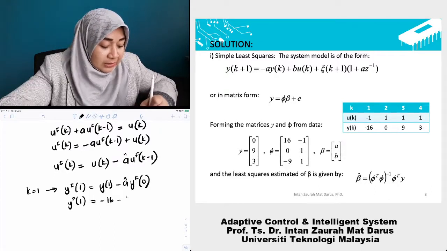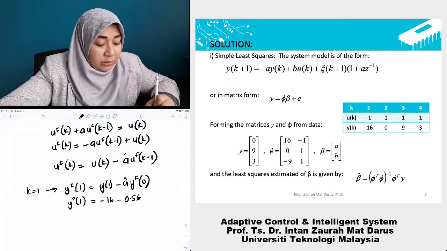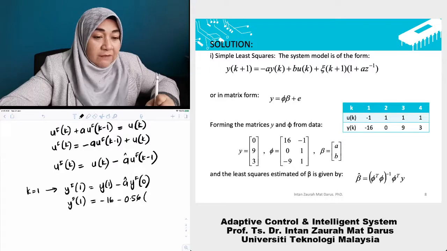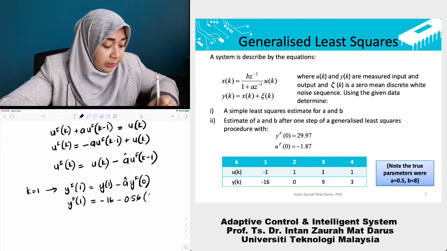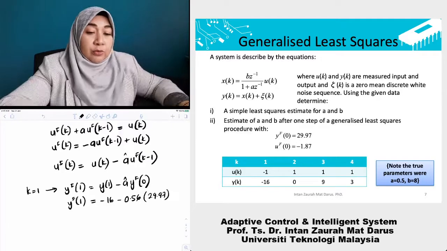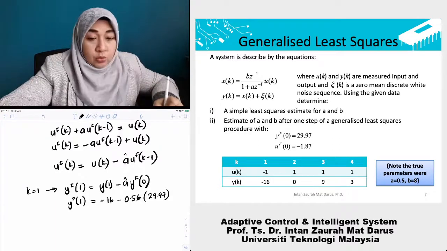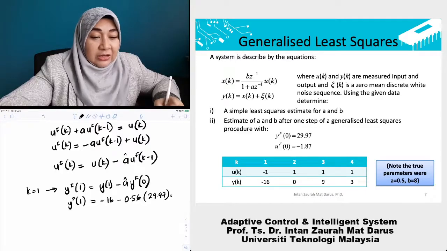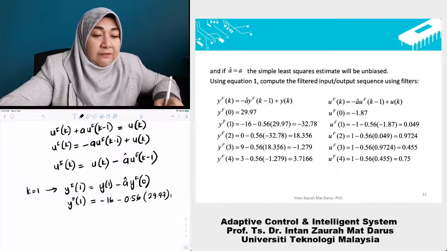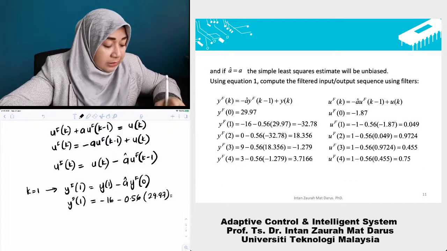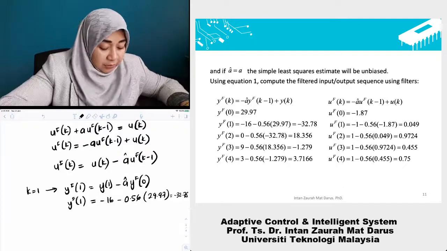Minus your estimated A, which is 0.56 just now, when you use least square, isn't it? Multiply with your given filtered data. You're given from the problem Y filtered 0 is 29.97, so you're going to put that value there. Then you're going to get, because I have actually calculated this, I can just simply refer to the slide. It gives us a value of minus 32.78. So that is what you're going to get for the first Y filtered.